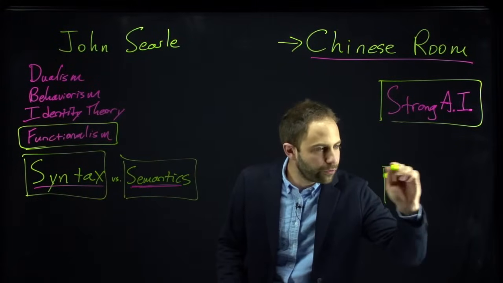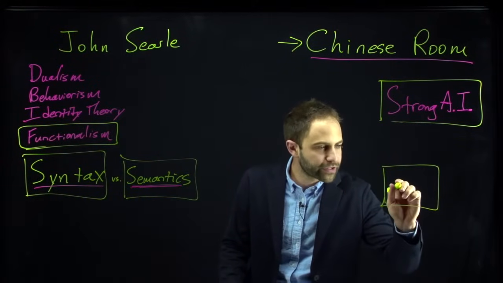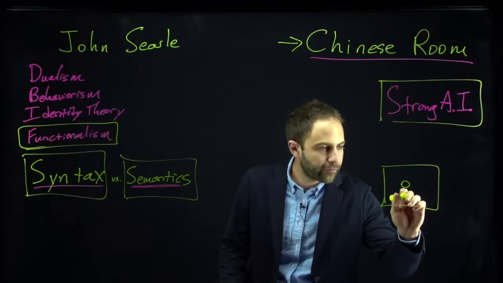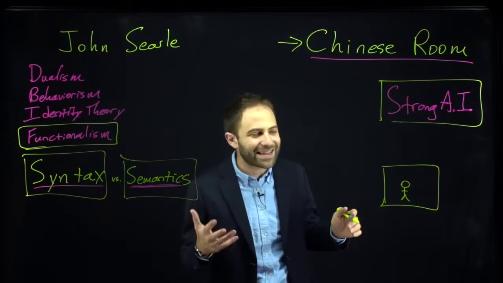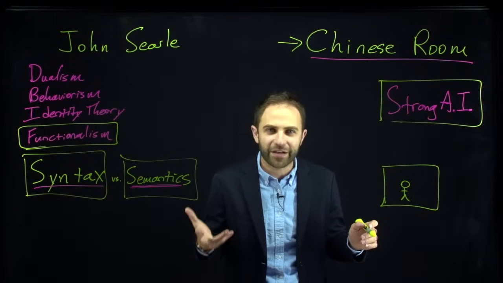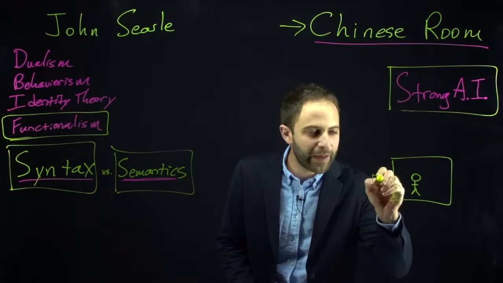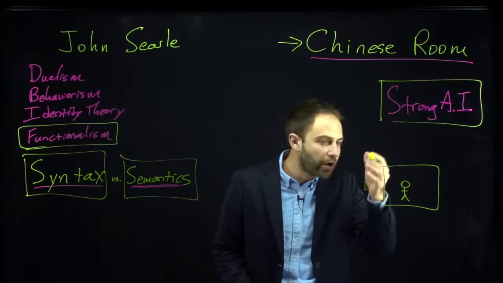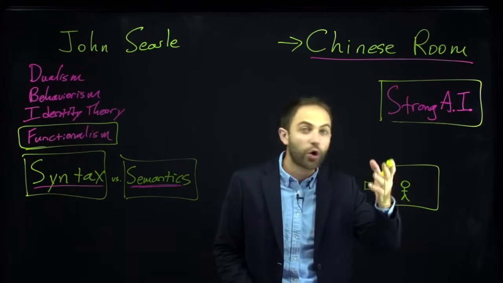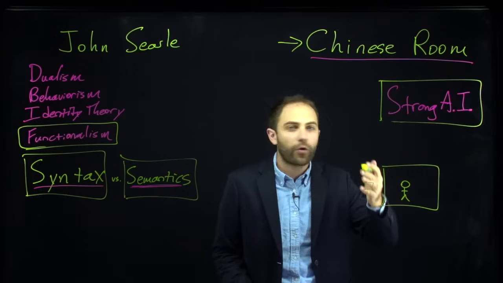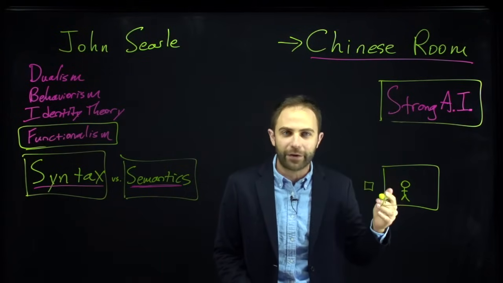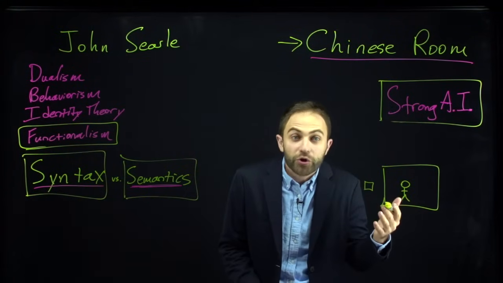So we've got a room, and then we've got a person in the room, right? And the key thing is just that this person doesn't understand Chinese, but does understand English. What we have here are some pieces of paper. And on the pieces of paper are some symbols in Chinese or Hebrew or Arabic or one of a gazillion other languages that you inside the room don't understand.